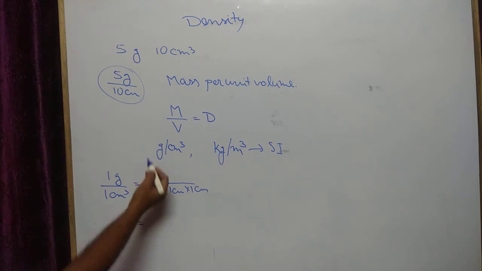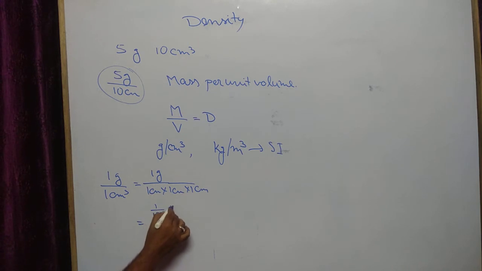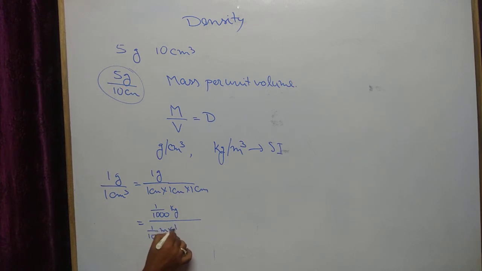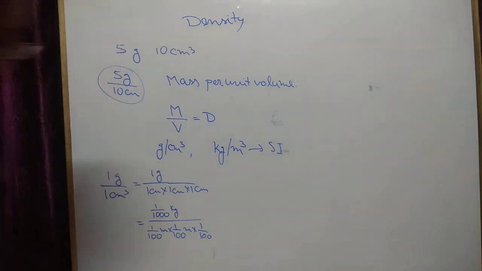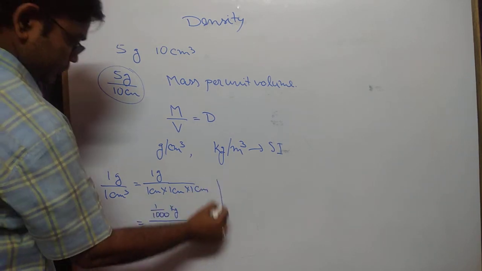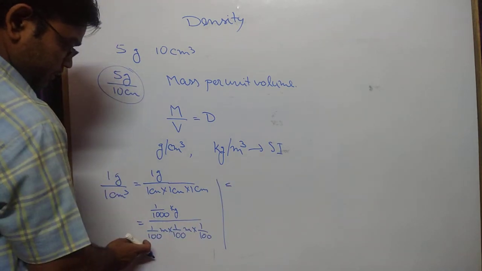How do we convert? 1 gram equals 1 upon 1000 kilogram, and 1 centimeter equals 1 upon 100 meter. There are three of them. So hope this conversion is clear and you can easily see the conversion on the board. Now come to this side. We can easily write down. I am solving this one now.